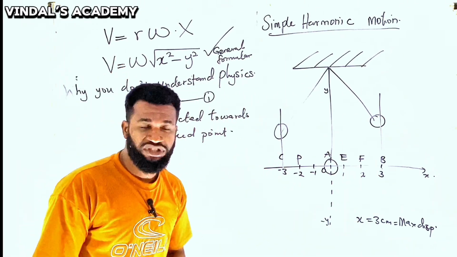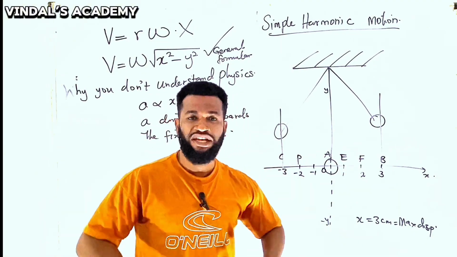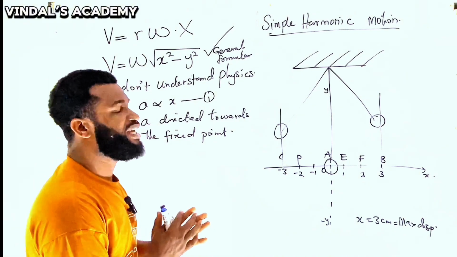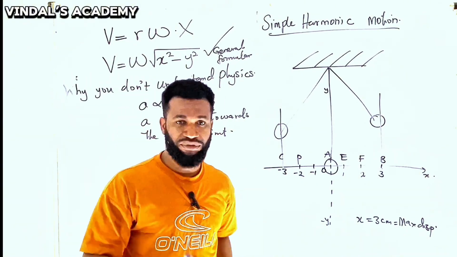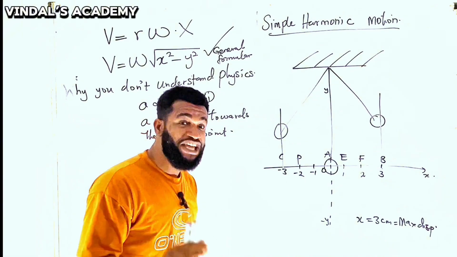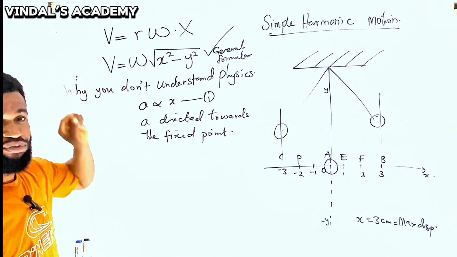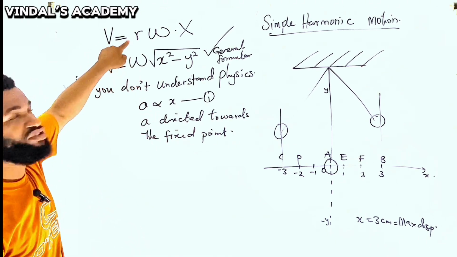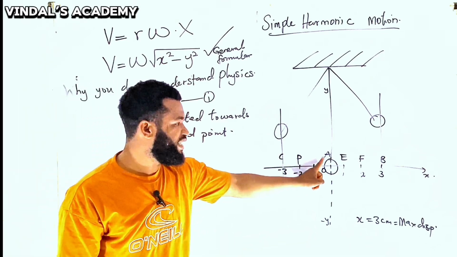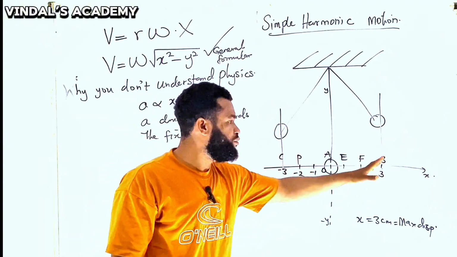But this formula cannot give you the velocity at C, at P, at A, at F, at E, at B. It cannot. And most times when questions come, students are confused: which one should I use, this formula or this formula? That is why I have come to clear those confusions. So I'm going to prove the velocity at B, at F, at E, and at A using this formula, to prove that it is the right formula you need and not this one. This one can only give you the velocity at one point, and that is at point A. But this one can give you the velocity at all the points along this way.